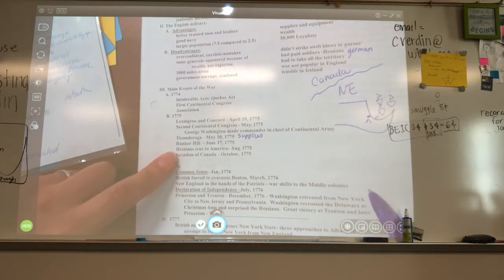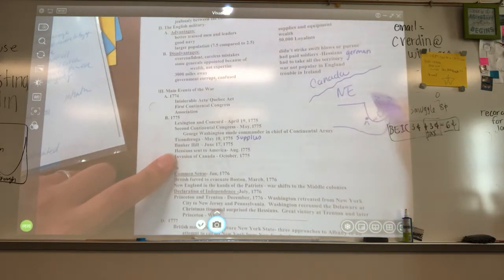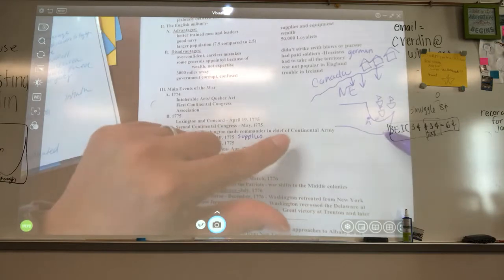What they're going to do here is the British realize they cannot get a fort in this area because they can't take it over. So they're going to try to come and make forts in Canada so that their soldiers could come in and attack New England because they want to keep the revolution here.